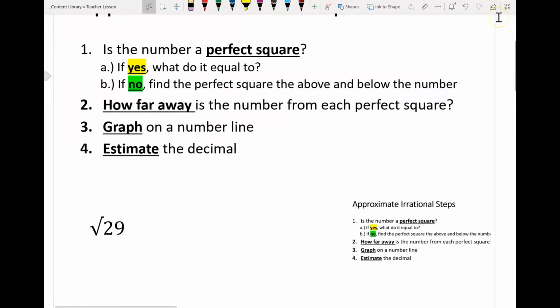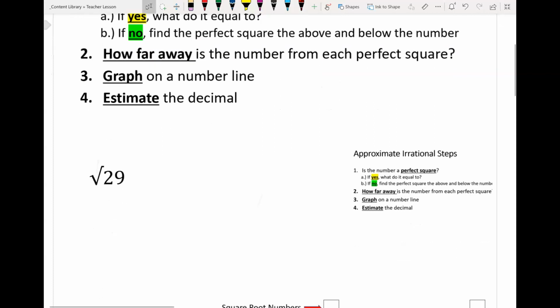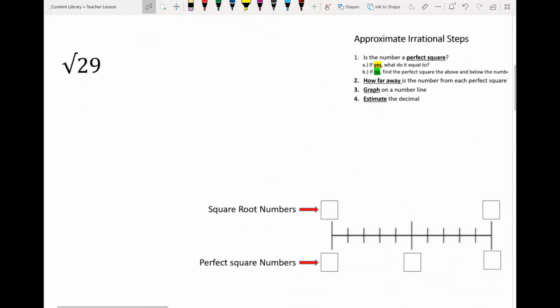So we ask ourselves how far away a number is from each perfect square, graph it on a number line, and estimate the decimal. Now let's take a look at this example. You did this yesterday as your exit ticket. We want to approximate what numbers it's in between. What is the square root of 29 in between? We really don't know. Why? Because the square root of 29 is not a perfect square. We know that for sure.